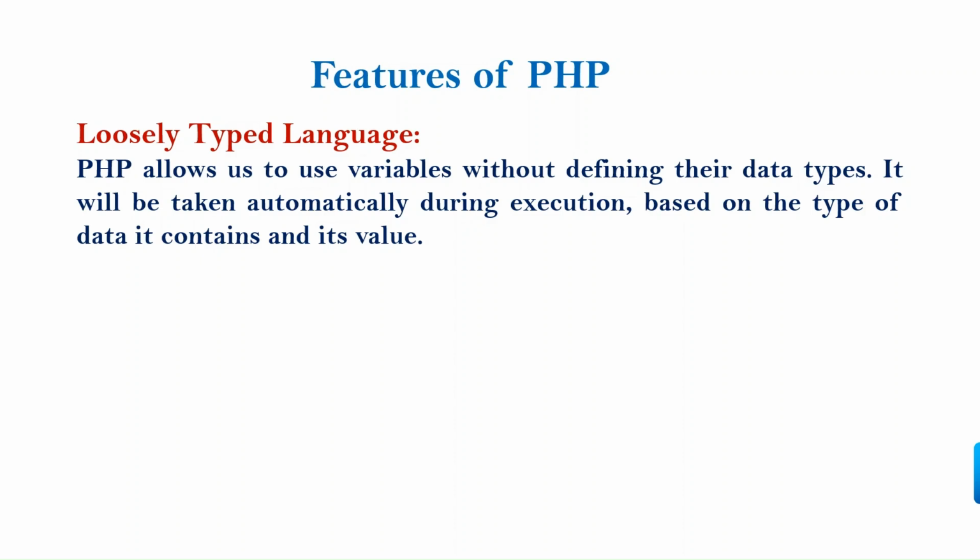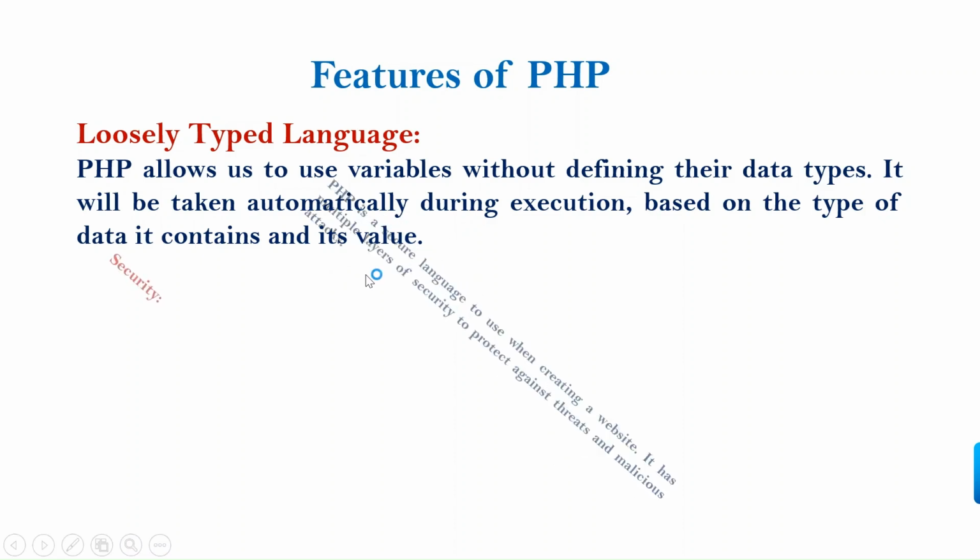If I give a variable equal to some string value like hello, then it is going to give the answer as a string. So I don't require to mention what type of data to be stored prior. I can directly assign the values. Based on the value, it is going to be interpreted. It will be taken automatically during execution based on the type of data that it contains and its value. So whatever the value you give, basically that is being stored into the variable, and at the time of interpretation, it is going to check out whether it is an integer or float or double or character or string.